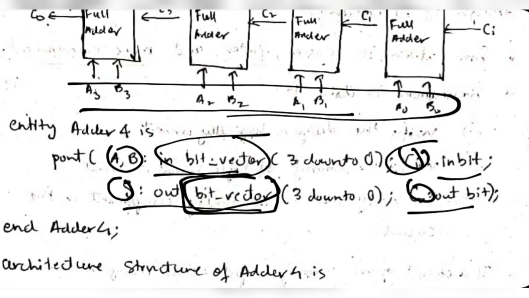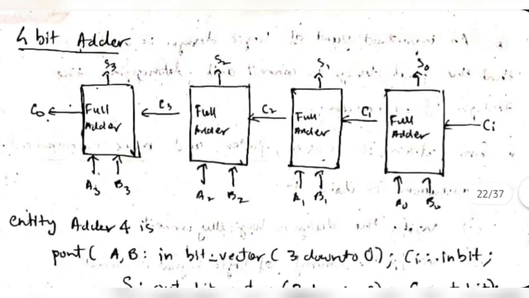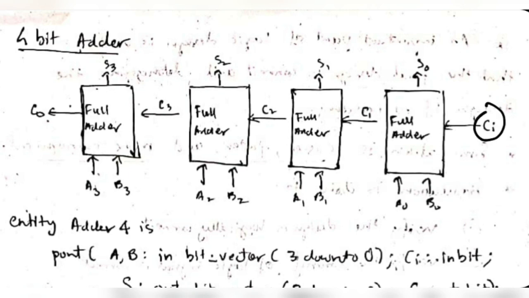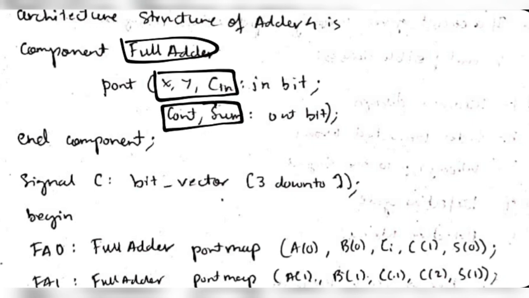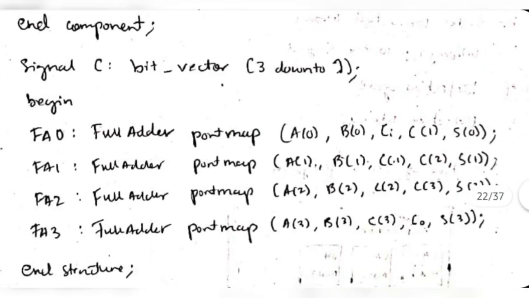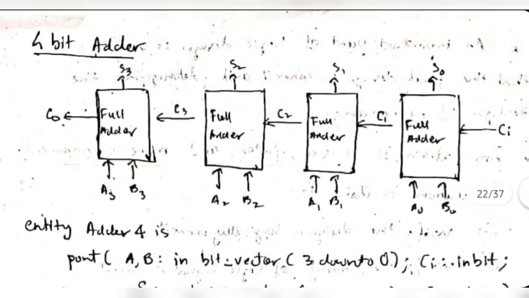Okay, we are using a bit vector because we are using multiple inputs and outputs here. But this carry is just single, right? See here, this carry is just one input and one output. Inside this architecture we have used a full adder component, so we will be mentioning the inputs as X, Y and C in, and the outputs as C out and sum, and then we have this signal here. See here, this is the input and this is the output.